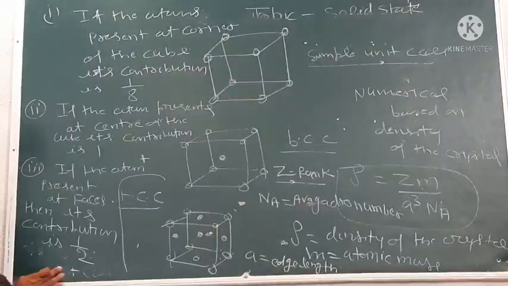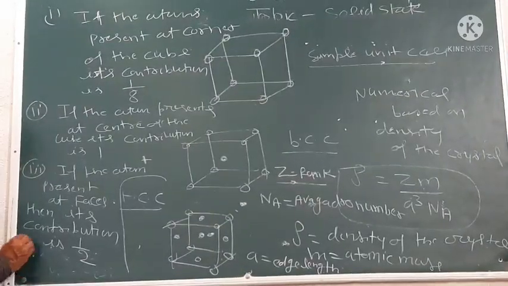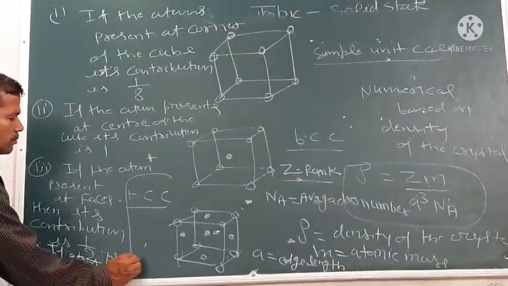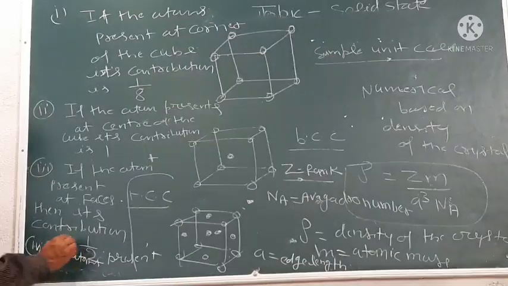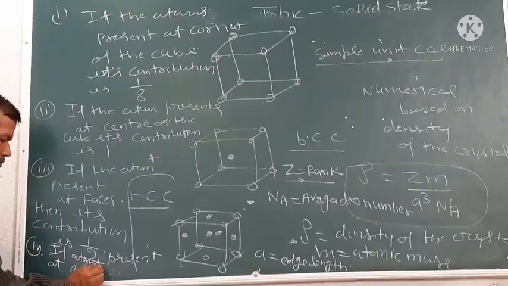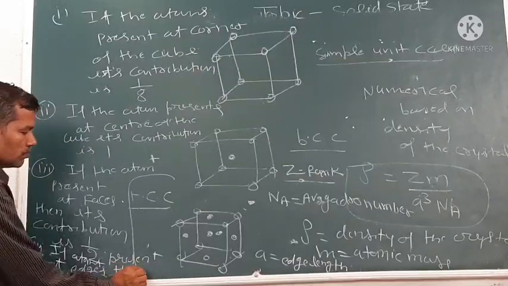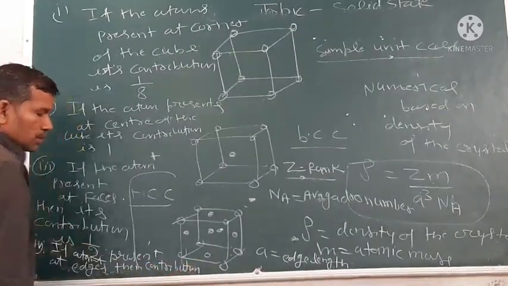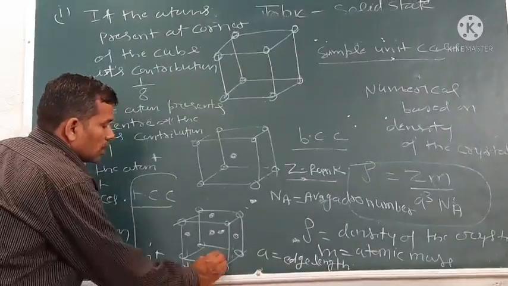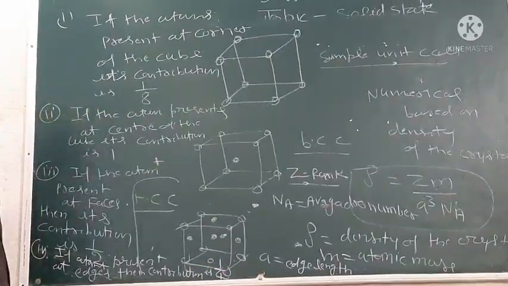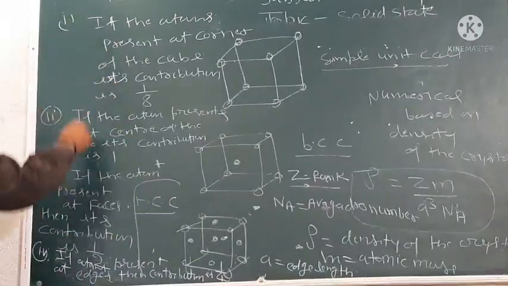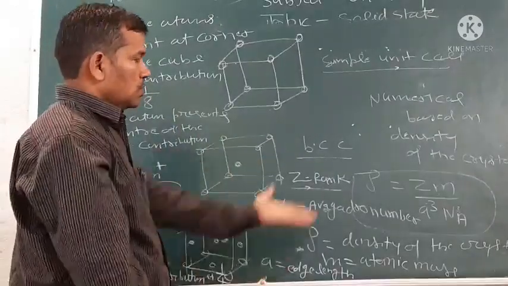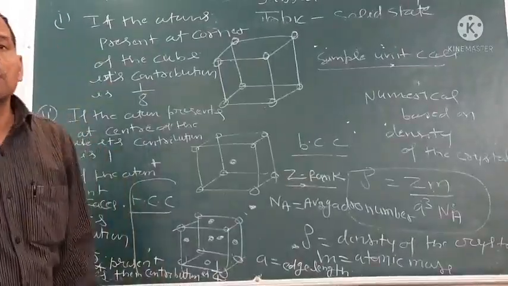And the fourth, if atoms are present at the edges, then the contribution is 1 by 4. There are four notes. On the basis of these notes, we can find out Z.